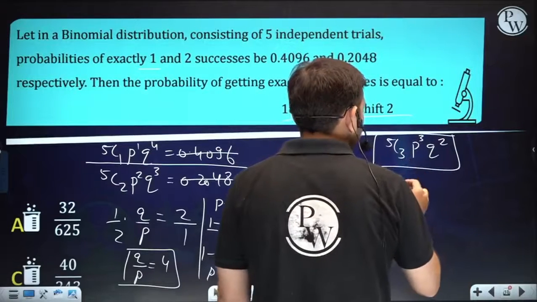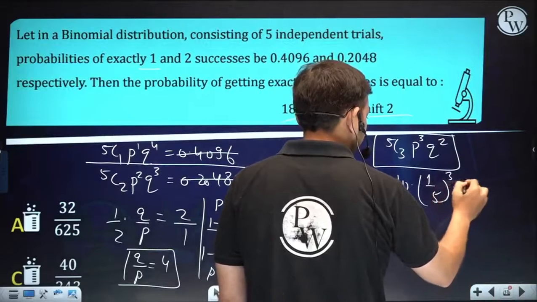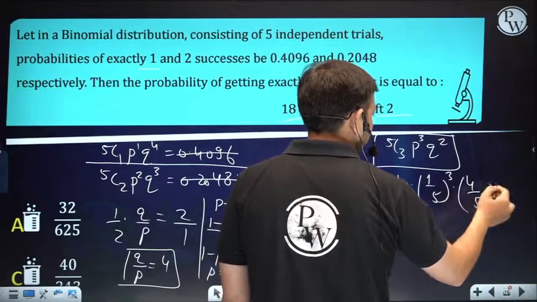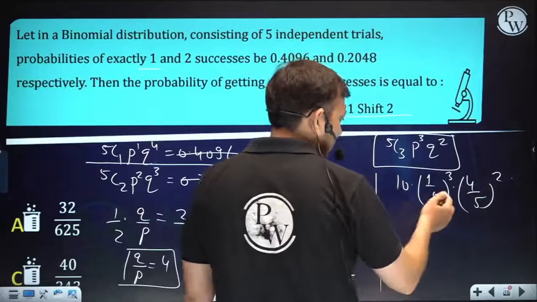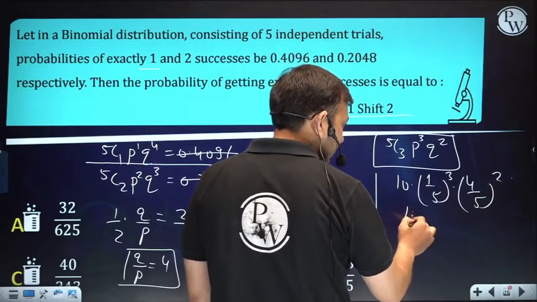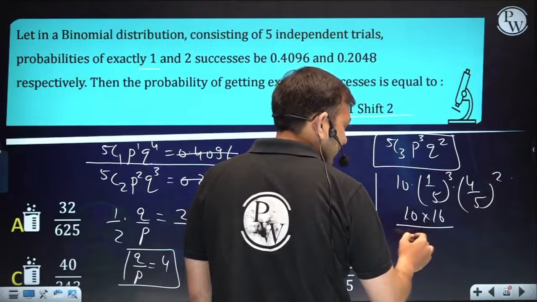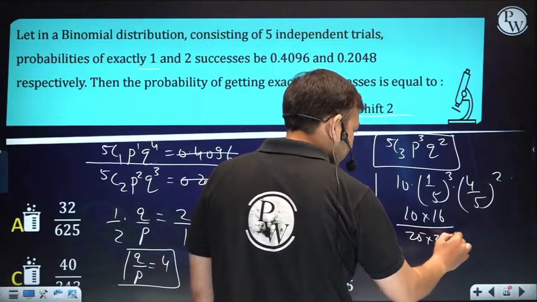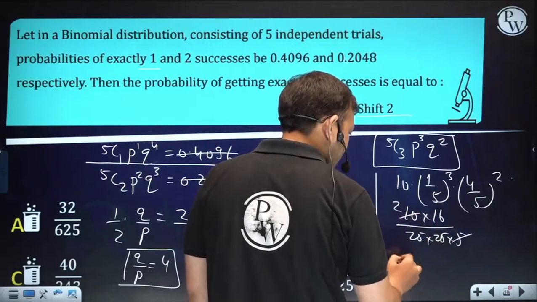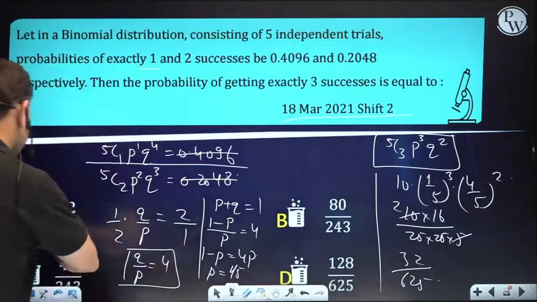So that means 5C3, which is 10, into (1 by 5) to the power 3, into (4 by 5) to the power 2. Now, this is 10 into 16, over 5 to the power 5. So this will be 25 into 25 into 5. 5 ones are 5, 2s are 2. So 32 by 625. First option.